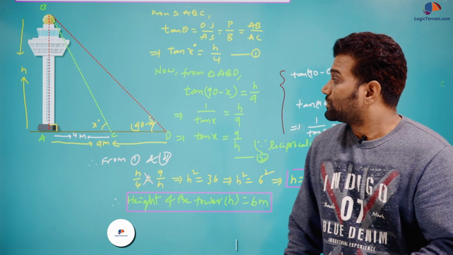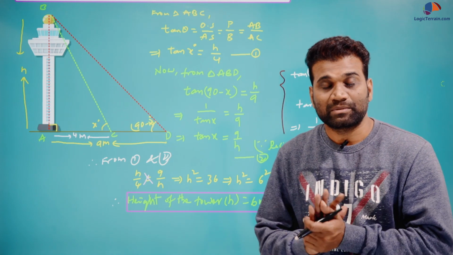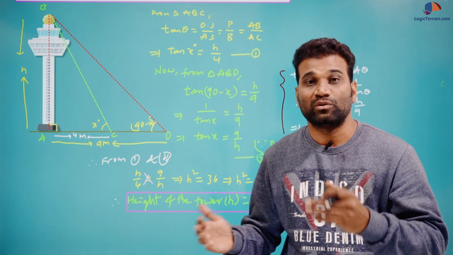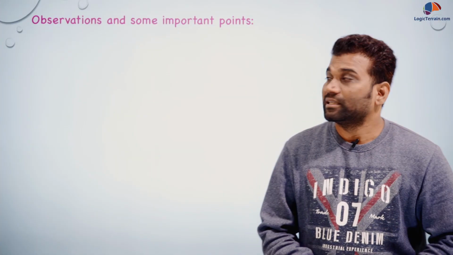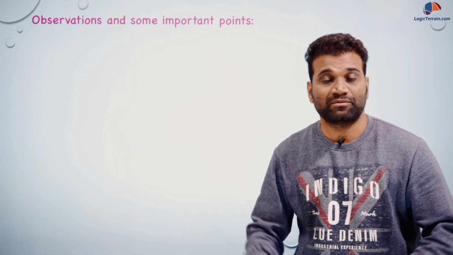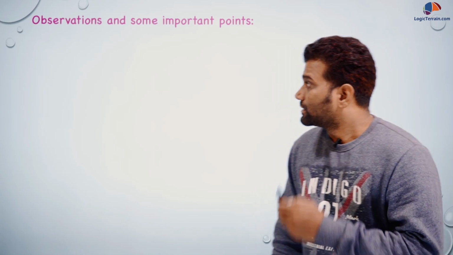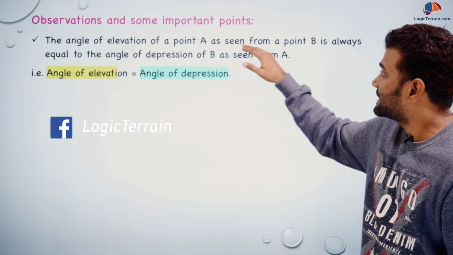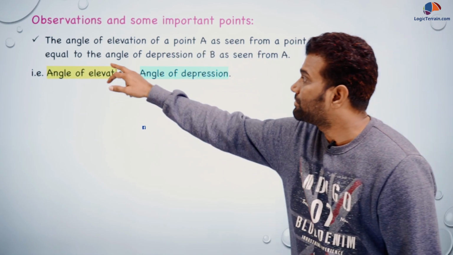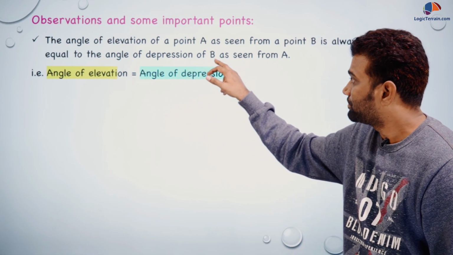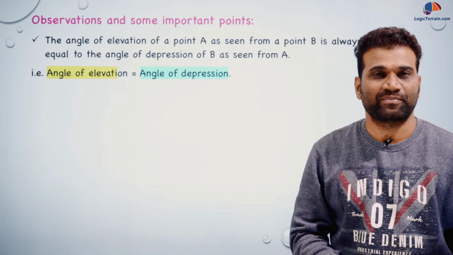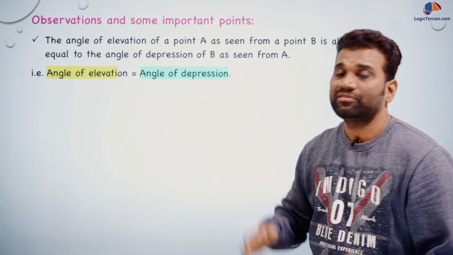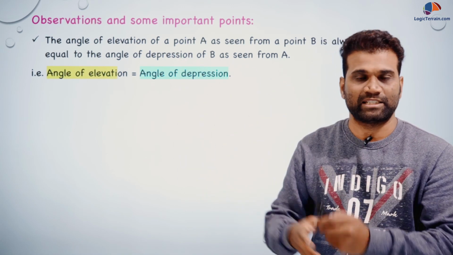So far we have discussed the entire chapter. Now, what are all the observations we have seen? Let us look at them once. Here are our observations and important points from this entire chapter. The first observation is that the angle of elevation of a point A as seen from a point B is always equal to the angle of depression of point B as seen from point A. That is what we discussed in earlier questions also. Angle of elevation is equal to angle of depression from the same 2 points, right?